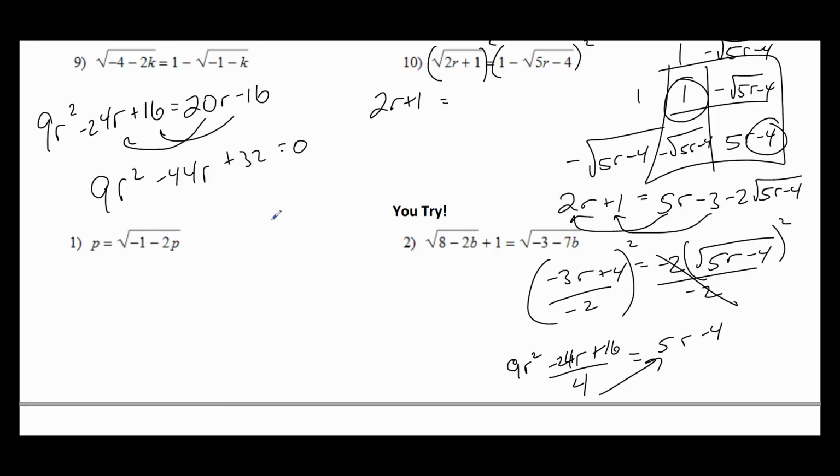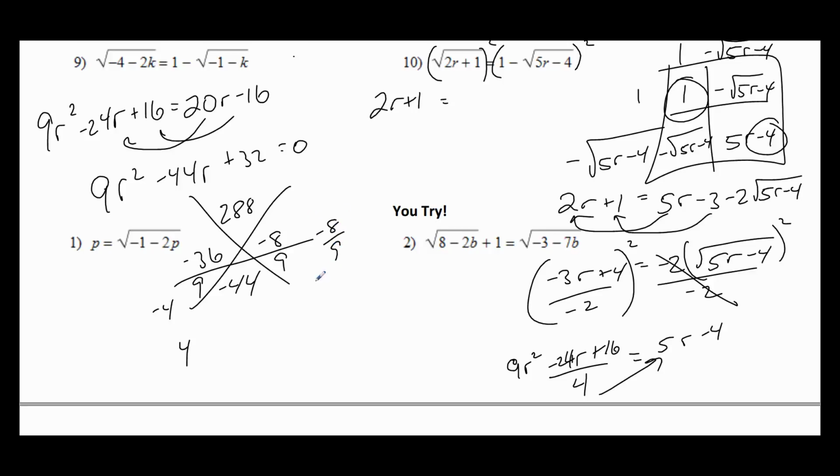So now what? Well, I've got to factor, right? So 9 times 32 is 270 and 18, so 288. Negative 44. Let's find two numbers. All right, my two numbers are negative 36 and negative 8. It took me a little while to figure that out, and I've got to divide by the a value, which is 9. So that gives me negative 4, but I've got to flip it, so it's positive 4. This gives me negative 8 ninths, which I flip, and it becomes a positive 8 ninths.